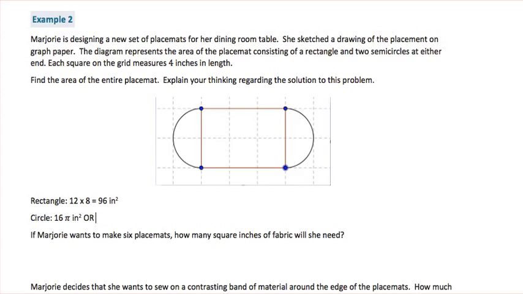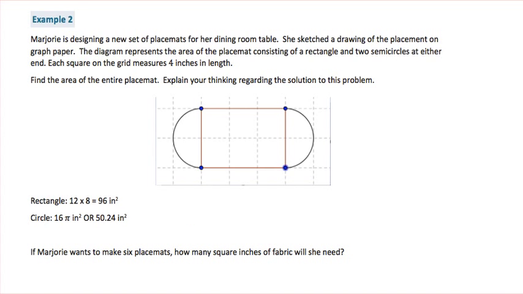So 16 times 3.14 is approximately 50 square inches. Altogether, we're going to add together the 96 and the 50, and so a total is 146 square inches per placemat.